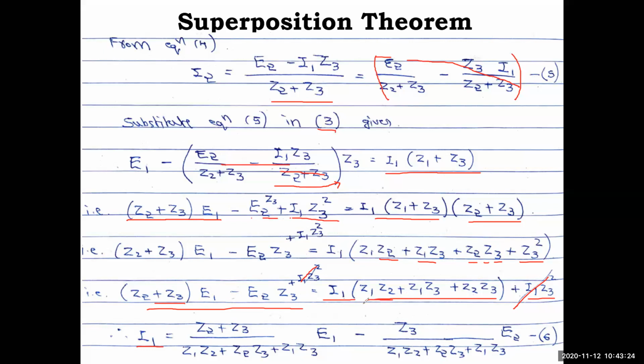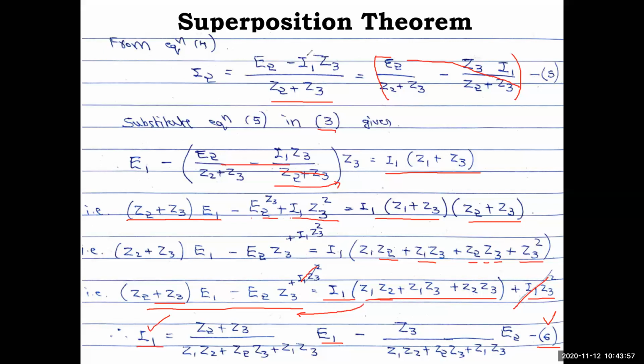Actually one more step is there, which you can write or omit. Here you bring it together, then I am splitting this minus sign, but I am straight away writing it, I hope you understand. Into E1 minus, then what you have is minus E2 Z3, this is cancelled out, so minus Z3 by the same term, Z1 Z2 plus Z2 Z3 plus Z1 Z3, into E2. So you got I1 in terms of E1, E2 and the impedances. Make it equation number 6. This is a very important equation for I1, the I1 value I told you at the very first.